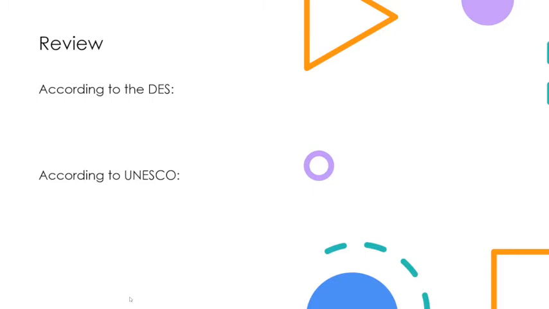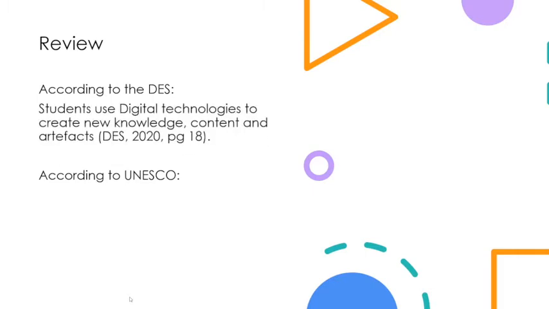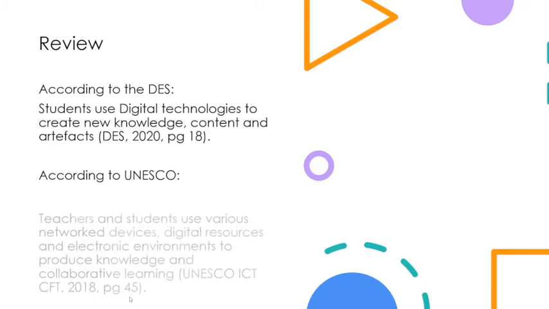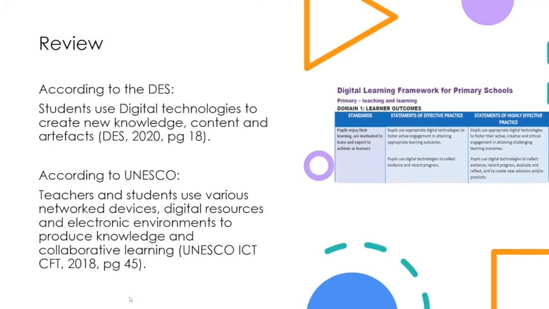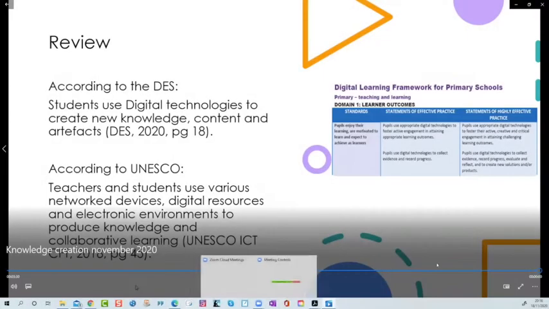And then we can review the lesson. So we can review it against the Department of Education guidelines for knowledge creation, the UNESCO guidelines for knowledge creation, and we can also align it then against the digital learning framework for primary schools. So here I've aligned it against pupils enjoy their learning, are motivated to learn and expect to achieve as learners. And again, I then consider whether this would align with statements of effective practice or statements of highly effective practice.